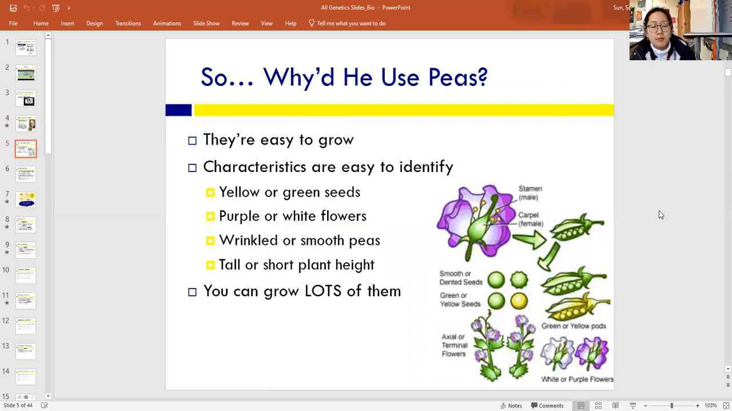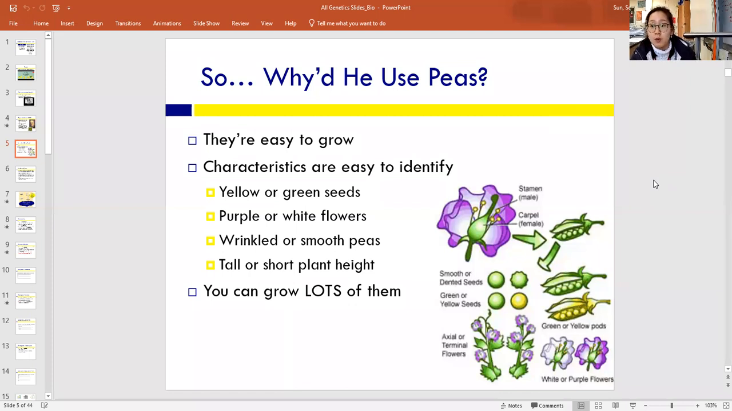They also have characteristics that are easy to define. There are 2 characteristics for every trait that he had in his peas, and so he was always able to figure out which one was dominant and which one was showing really easily. For example, there are yellow or green seeds, like they showed in the video. There are purple or white flowers, wrinkled or smooth peas, and tall or short plants. All of these are examples of traits that have this or that.